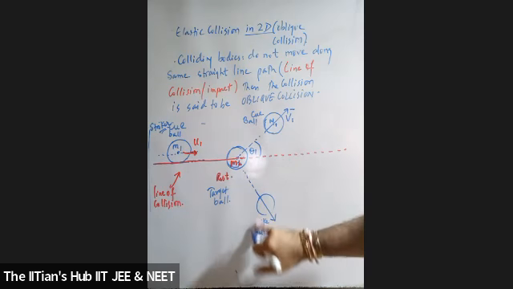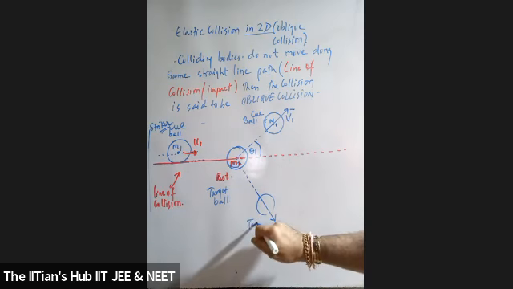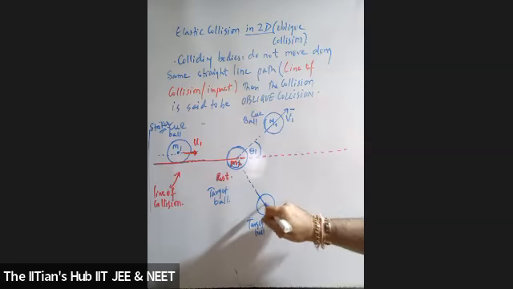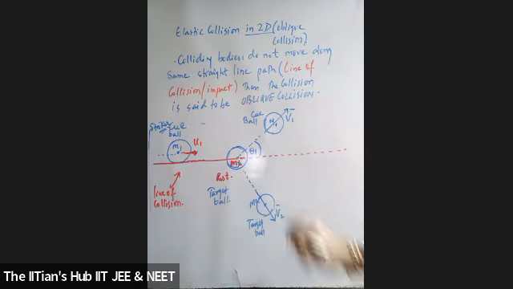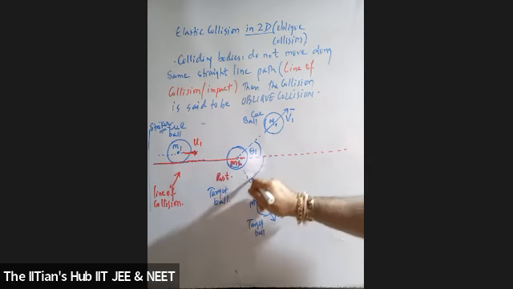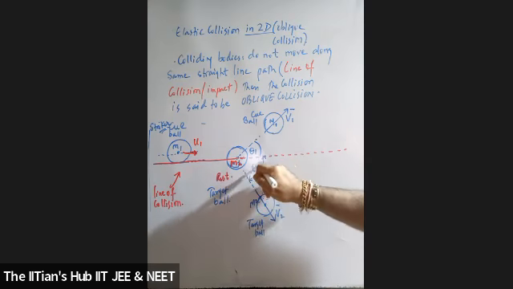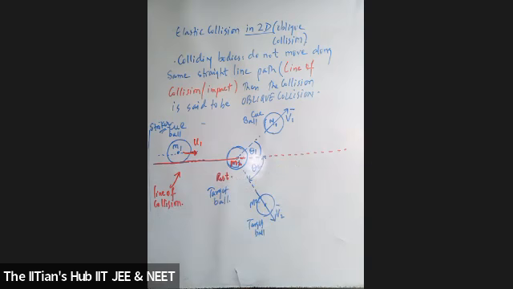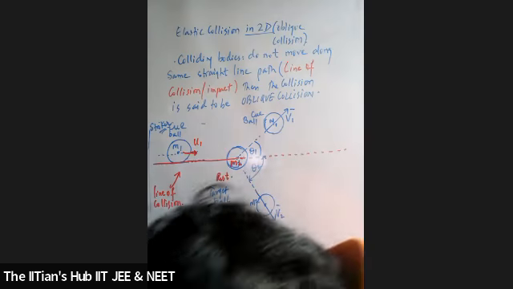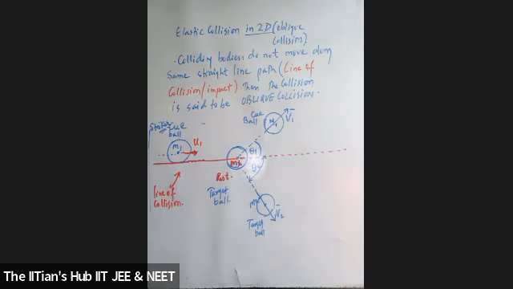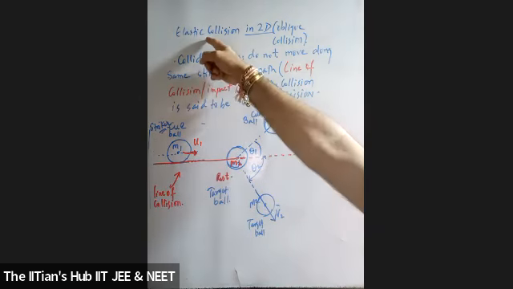Sorry, target ball. This is m2, students, and it's moving with velocity v2. Let us say it forms an angle of θ2 with the line of impact. Now, in this case of oblique collision, students, is momentum and energy conserved? Yes, because I use the word elastic collision.